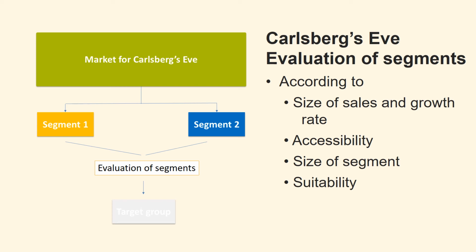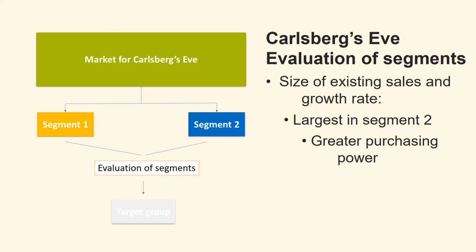Accessibility: is it easy or difficult to communicate with them? Size of segment: how large is the segment? Suitability of segment: does the segment suit our business? Size of existing sales and growth rate of segment 2, women aged 30 to 36, is larger than segment 1, women aged 22 to 28. The women in segment 2 have greater purchasing power due to their job situation.